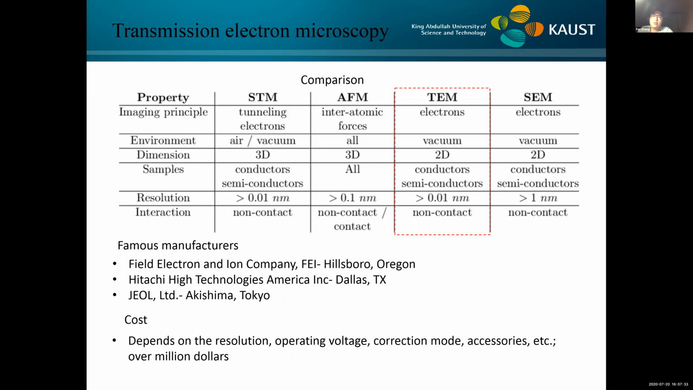The last slide is about some other information on TEM. Here is a comparison between TEM and other systems. The TEM uses transmitted electrons, and it gives us two-dimensional morphology information and the diffraction patterns of the materials. And the resolution is very high, higher than 0.01 nanometer. There are a lot of famous manufacturers of TEM. For example, the Titan TEM we are using in the lab comes from the FEI company, and Hitachi High-Tech and JEOL are also very famous around the world.